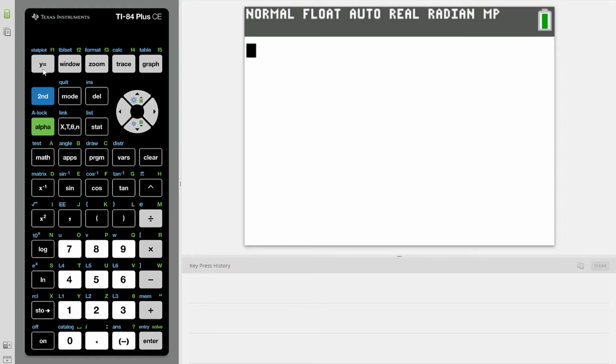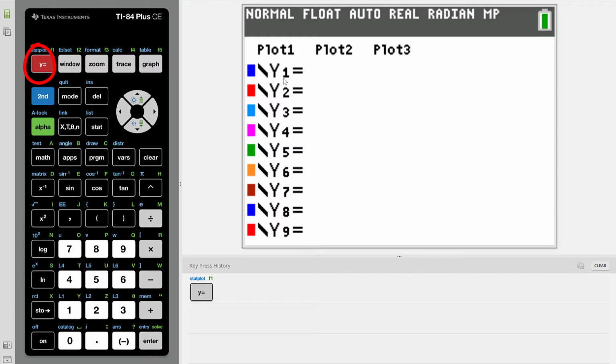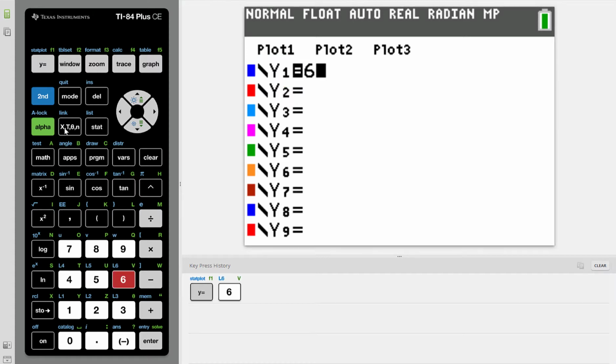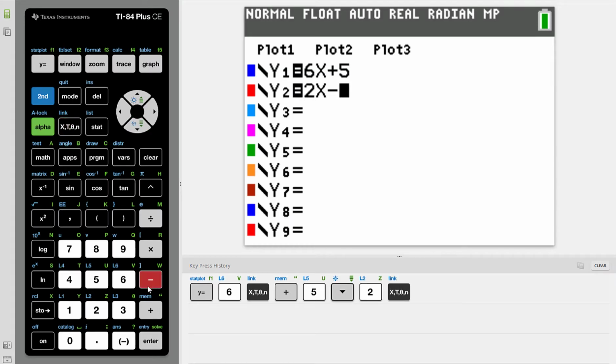I'm going to go to the upper left-hand corner of your graphing calculator where it says Y=, and press that Y= button. Where it says Y1 =, we're going to input our first equation, y equals 6x plus 5. We're going to press the down arrow key so that the flashing cursor is next to Y2 =, and we're going to input our second equation, y equals 2x minus 3. Now we're ready to graph.